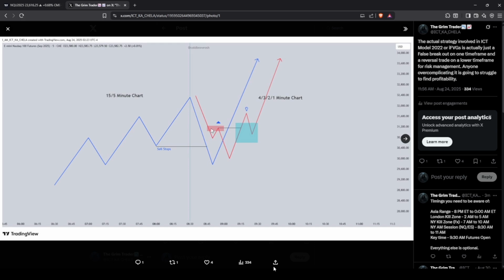If you're not familiar with what a fair value gap is, I'm going to demonstrate that later when the chart shows up. Don't worry about it. Stay patient. Remain in the video, please. This is for bullish continuation.